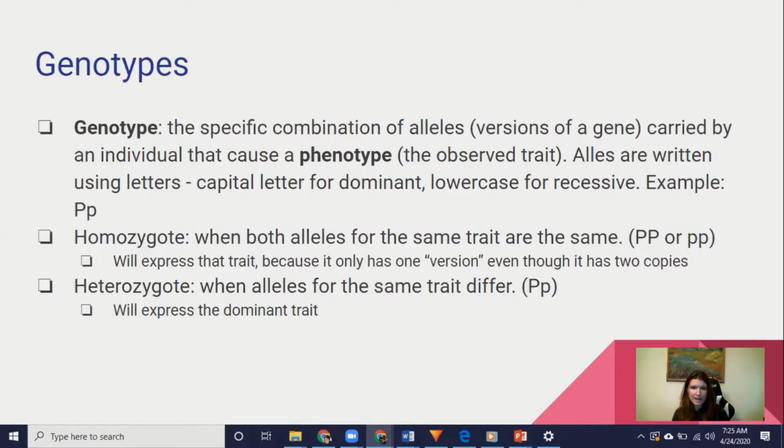So remember, anytime the dominant allele is present, that's what you're going to see. If you have a capital P, that flower is purple. But if you don't, this flower is white. So our heterozygotes are going to express the dominant phenotype. Those flowers will be purple, but they're going to have a secret sneaky gene for the recessive phenotype. So in this case, white flowers.